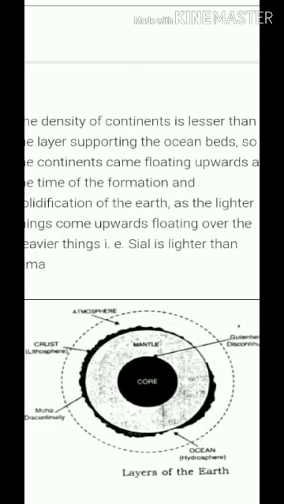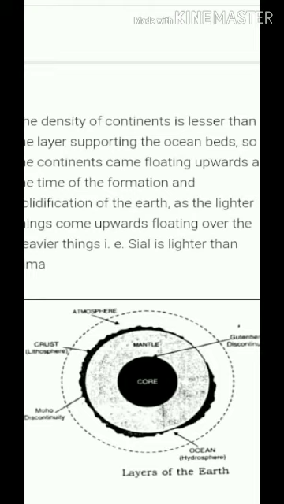The core is made up of heavy metals such as nickel and iron, thus it is called NiFe, N-I-F-E, nickel, and ferrium, F for iron or ferrium. The average density of the core ranges between 5.0 gram per cubic centimeter and 13.0 gram per cubic centimeter. It increases towards the center of the earth.